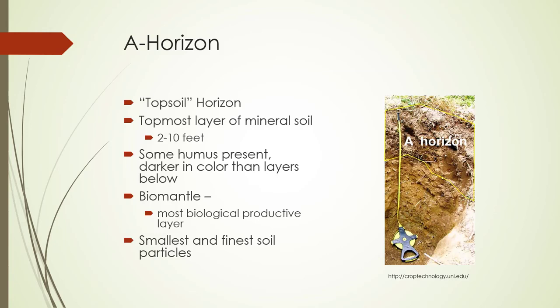Okay, so the A horizon is the topsoil horizon. This is the topmost layer of mineral soil. It can be 2 to 10 feet. Again, in our area, our soil is pretty young, so we're not going to have a really well-defined A horizon. Some humus is present. It's darker in color than the layers below, and this is also called the biomantle, which is where you're going to find your organisms like fungi, bacteria, and earthworms. This is the smallest and finest of the soil particles that are found here.